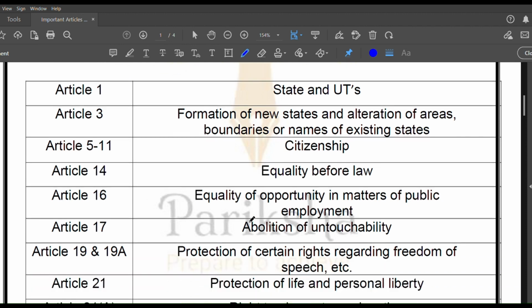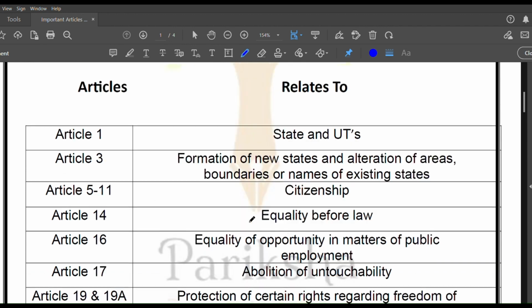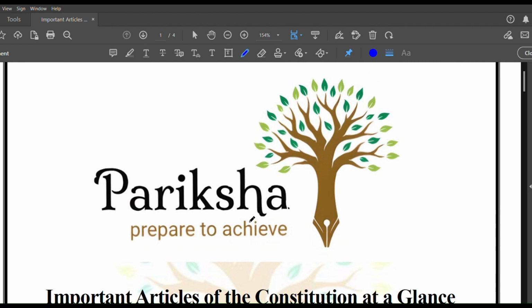Now let's come to fundamental rights articles. For the FR articles, we can divide them into 6 categories.